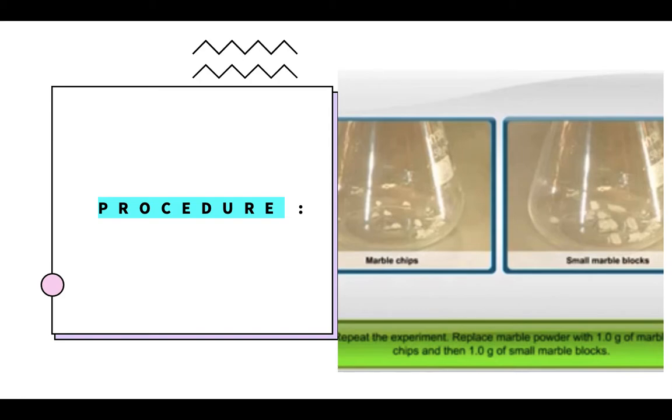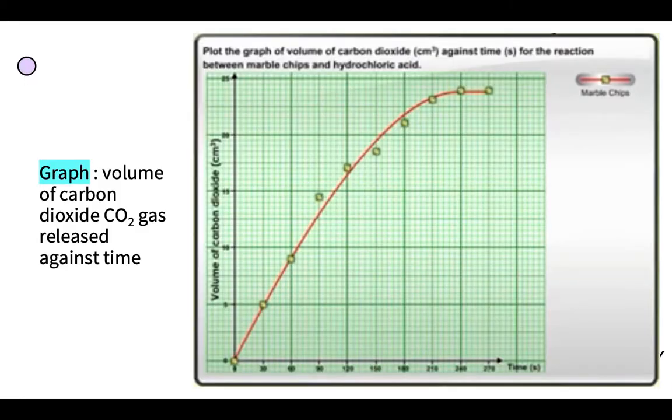Okay, next. Okay, we got the data and observation from the experiment. For the data, we will measure the volume of the gas produced. So how do we calculate the volume of gas produced? From the reading of the burette.